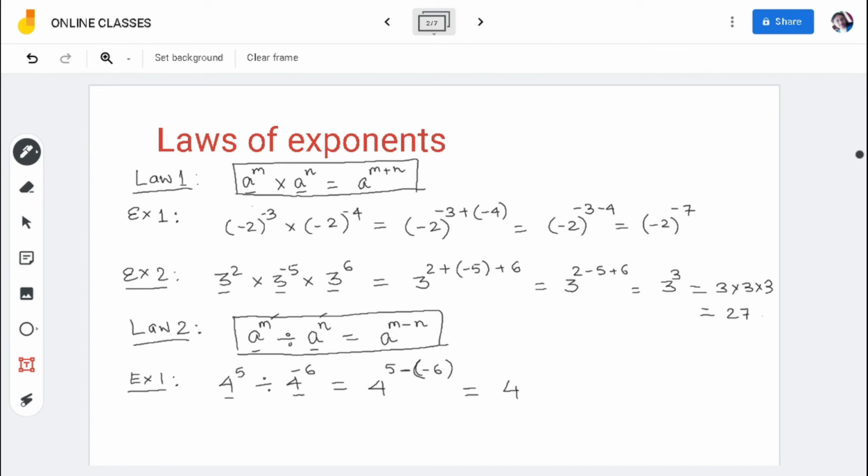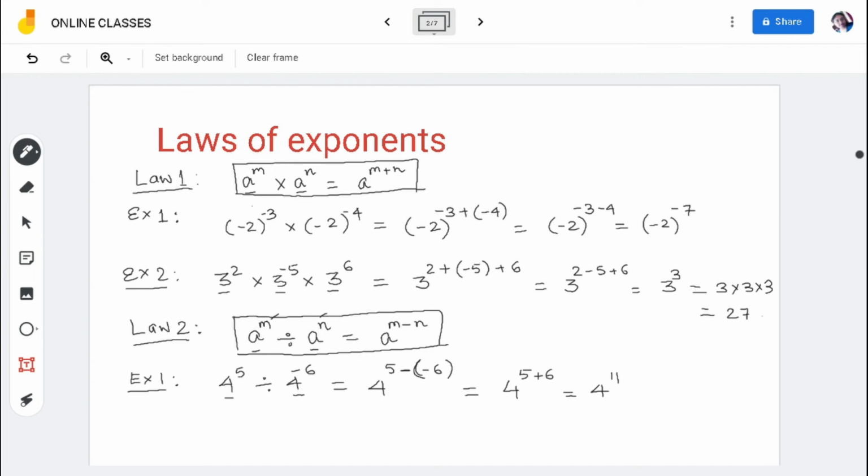So minus into minus is plus. So this will be 5 plus 6. And as you know that 5 plus 6 is 11. So the answer for solving this using the law will be 4 to the power 11. So in this way, we can solve the questions based on the law number 2.